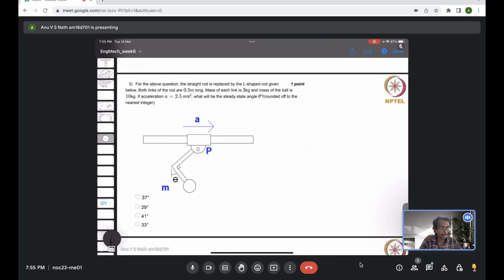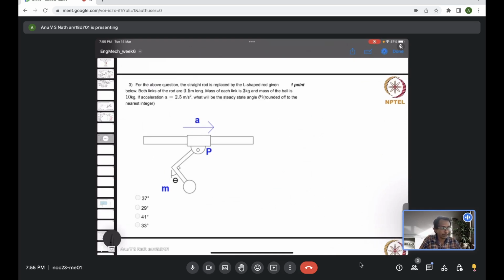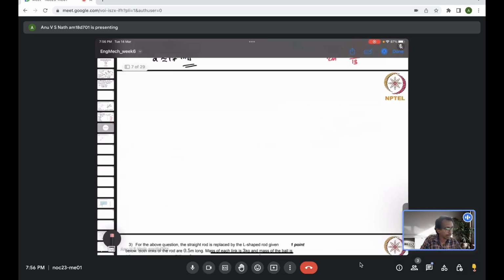So I have an identical problem, one more problem. So here acceleration is given, a is equal to 2.5 meter per second square. We have to find the angle theta. Now, unlike the earlier case, we only had one rod, and at the end... Okay, is Rx found on solving 3?